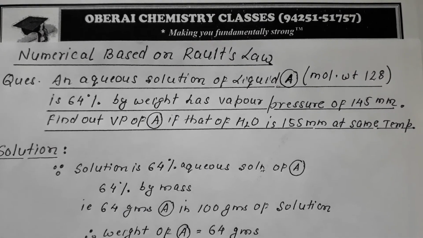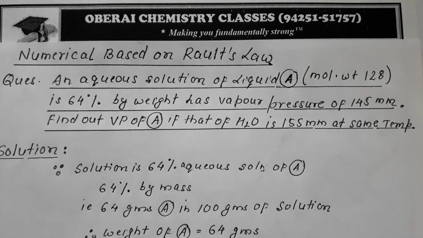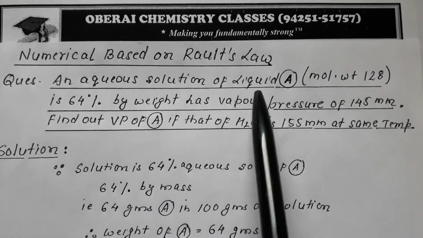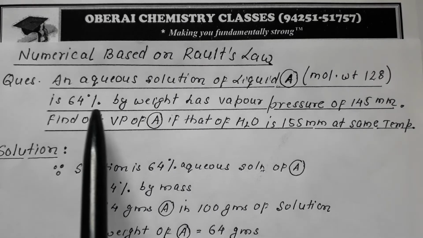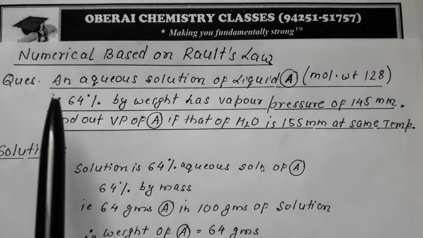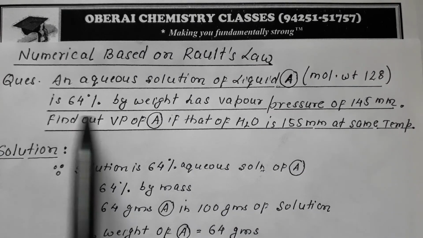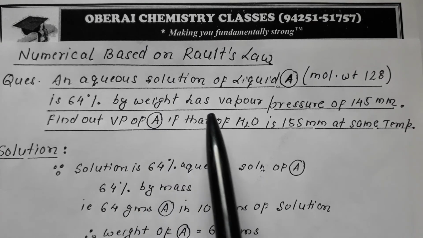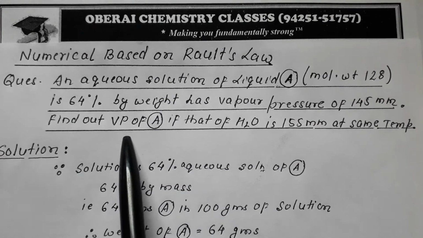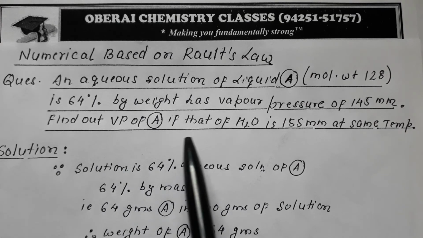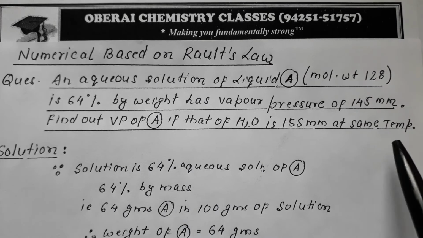The question goes, an aqueous solution of liquid A whose molecular weight is 128 is 64% by weight and has a vapor pressure of 145 mm. Find out the vapor pressure of A if that of water is 155 mm at the same temperature.